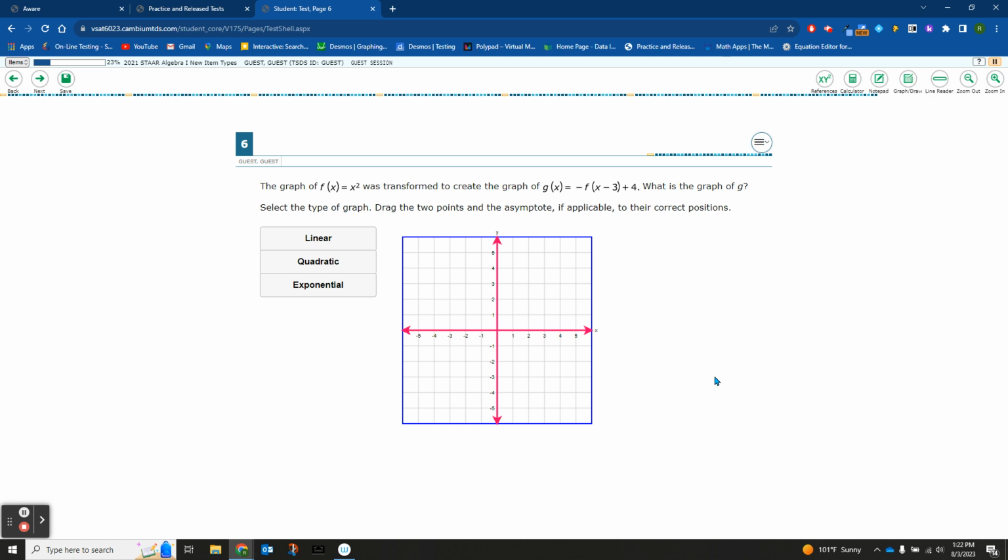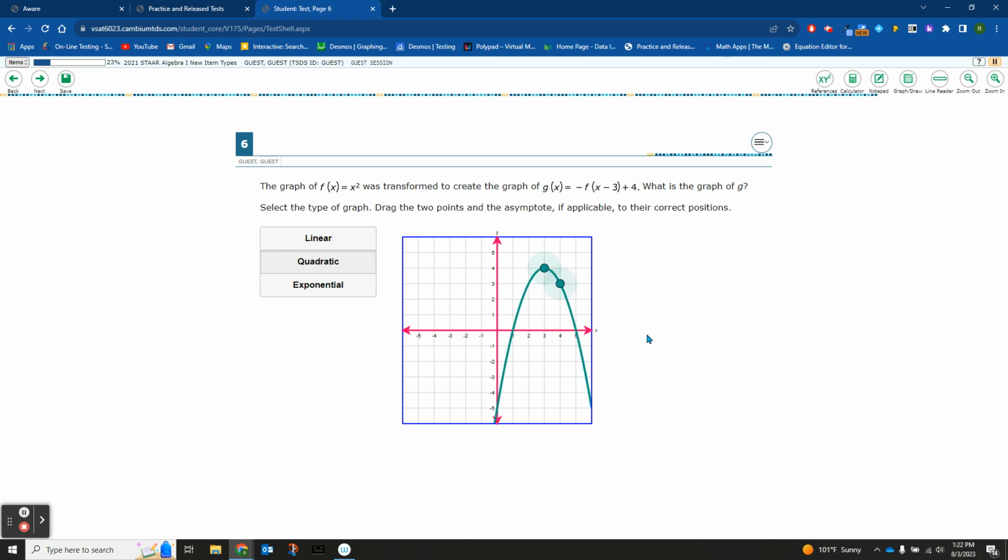So we have a problem here where we get x squared, and we're going to have a transformation of it. The kids are given options: linear, quadratic, exponential. Hopefully they press quadratic. What they get here is the parent function x squared, and then they have to move it. This is negative, so this guy will drop down here. We're going to move it 3 units to the right, so everything moves 3 units to the right, and then 4 units up. Everything moves 4 units up, and we have the transformation.